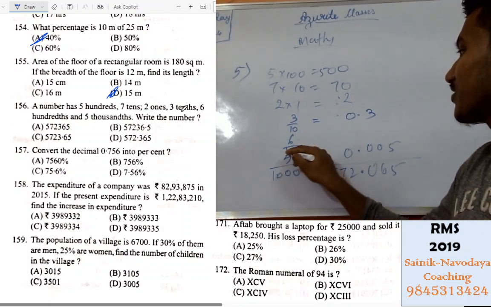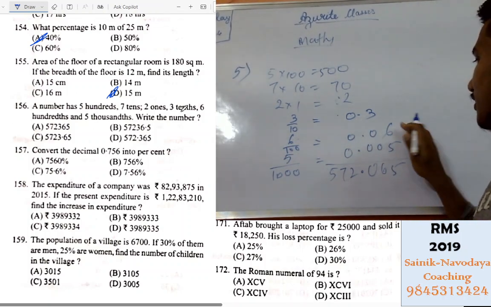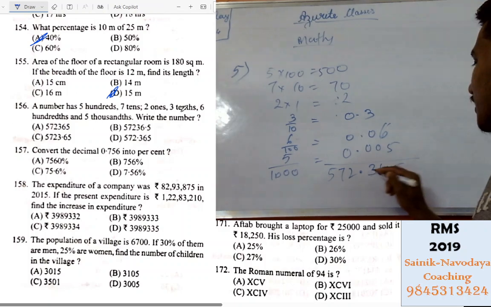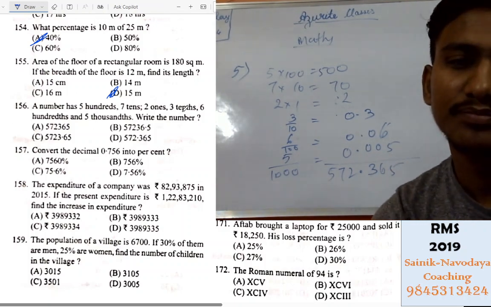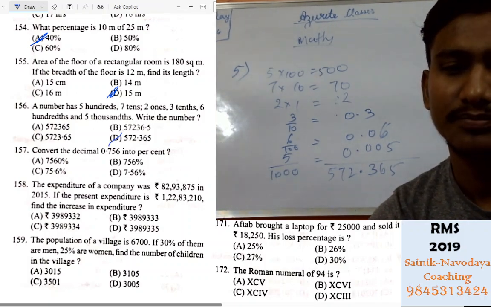Then 600. 6 by 100 means 0.06. So 0.06 means it will be 3 here. Right? 365 is the answer, option D. Yes, option D.